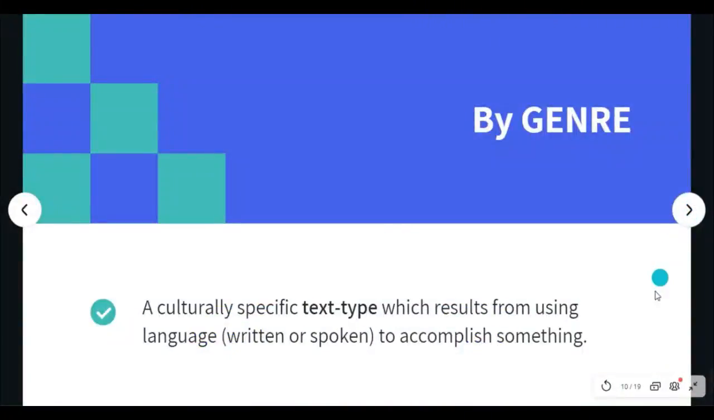And then the next one is the types of paragraph and essay development from a genre point of view. Okay, this section will talk about genre further. So what is genre? Genre is defined as a culturally specific text type which results from using language, whether written or spoken, to accomplish something. So simply we can say that genre is text type.